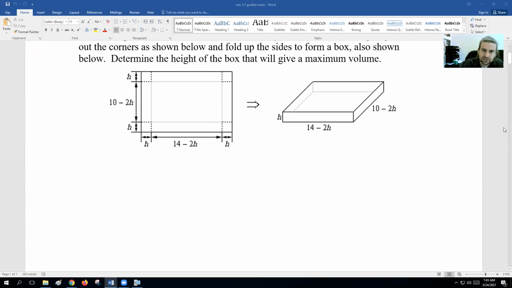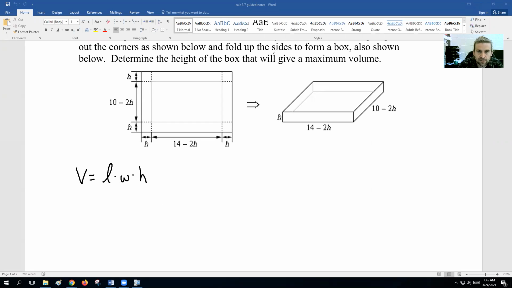Determine the height of the box that would give the maximum volume. So what we always want to do is start an equation out. What are we trying to maximize? The thing that we're trying to maximize is the volume. That's important because we're going to find the maximum of that, and so we're going to have to take the derivative of it later. Hopefully we know that the volume of any rectangular prism would be length times width times height.